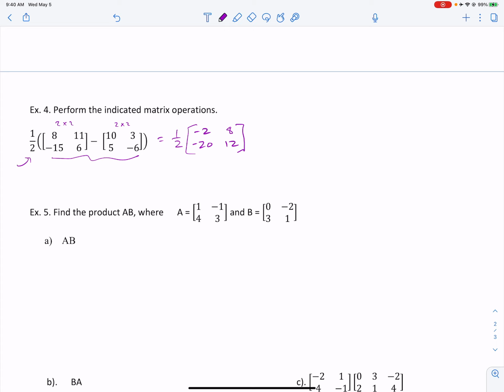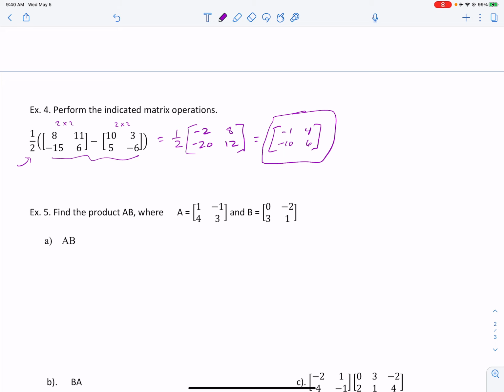That's better. And then multiply each element by 1/2. That's multiplying by a scalar, and that's where we'll get the 4. And that is your end result.